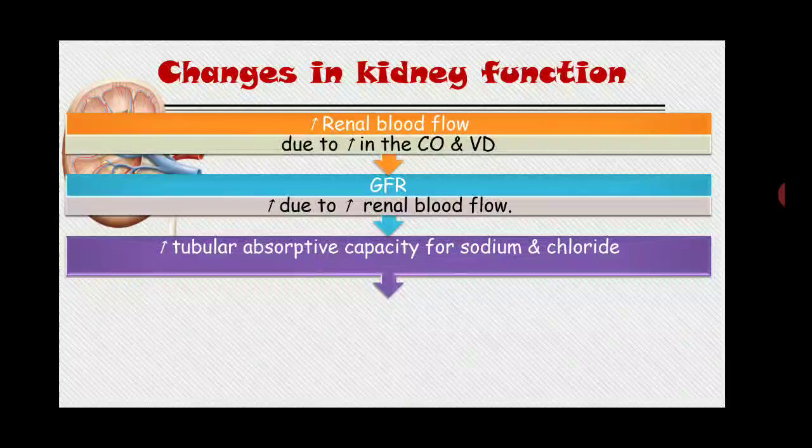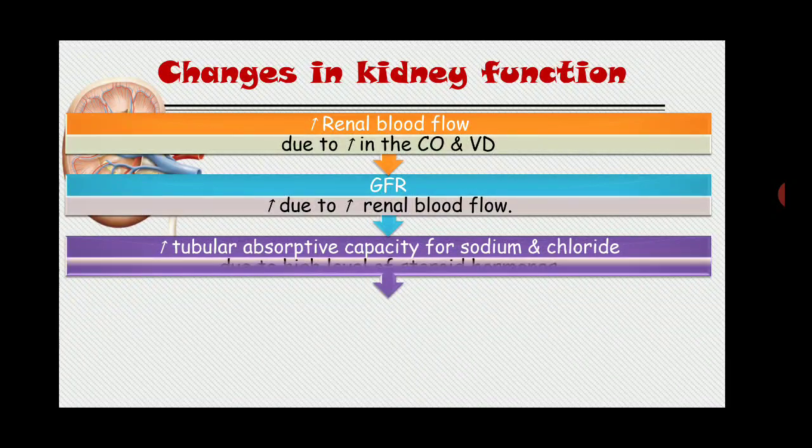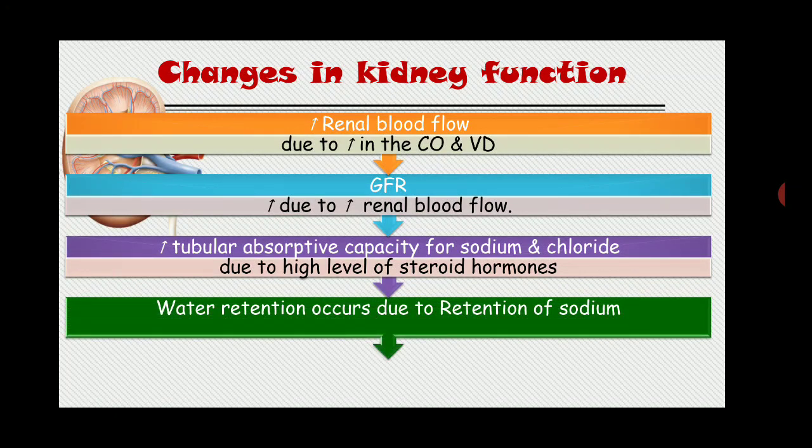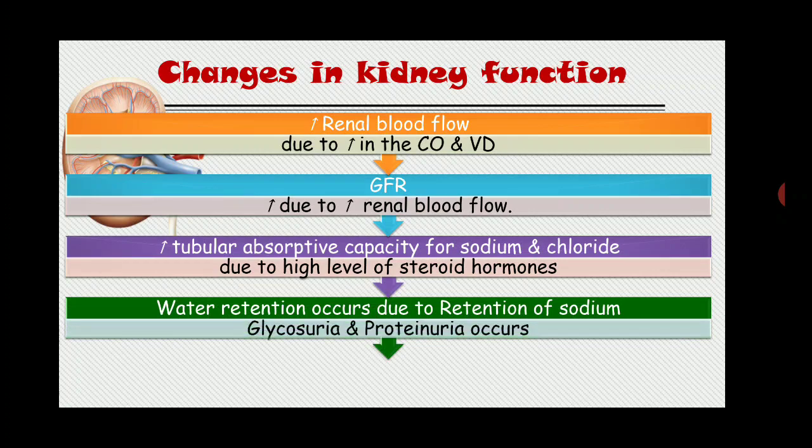So what is the action of mineralocorticoid? It increases the absorption capacity of sodium, right? So this tubular absorption capacity of sodium and chloride is basically due to the higher amount of steroid hormone. As the sodium and chloride are absorbed, water also follows, so water retention will also be there. It is also along with glycosuria and proteinuria. There is a higher amount of glucose inside the maternal circulation than is actually absorbed, so there is a loss of glucose in the maternal urine. It is known as glycosuria.